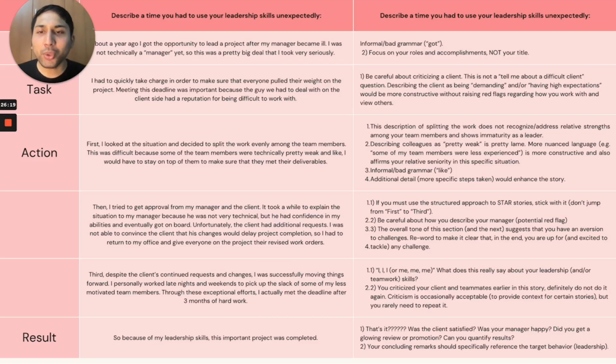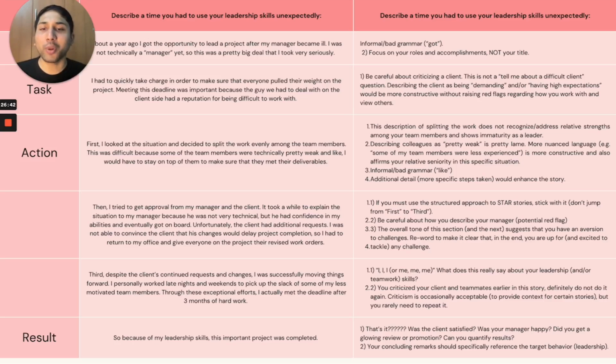Next, then I tried to get approval from my manager and the client. See, why we are analyzing this is so that we know that whatever we say and whatever the interviewer is getting from us matters. It's not about the fact that we gave the answer and we didn't get stuck. It's about what the interviewer eventually got from your answers.